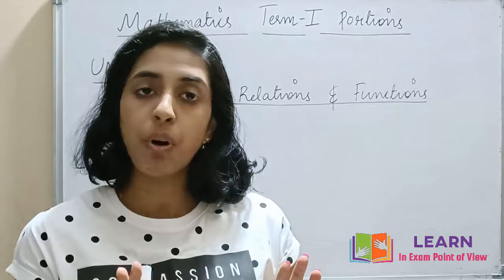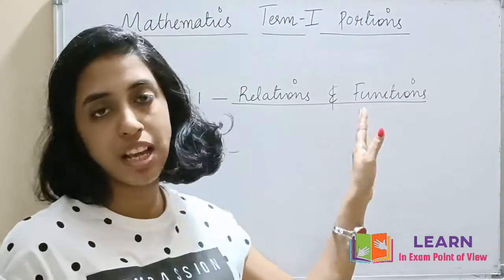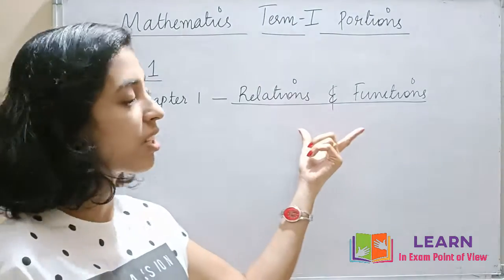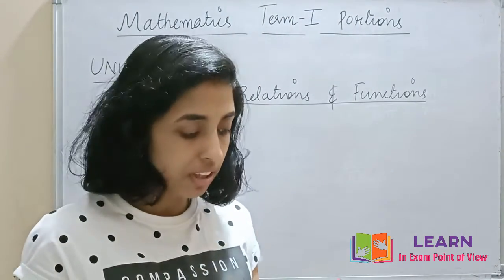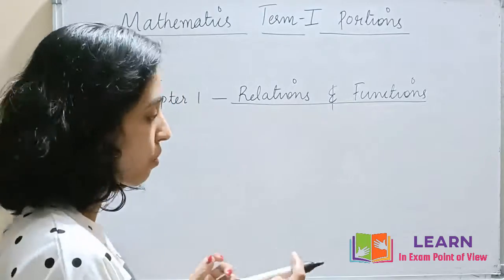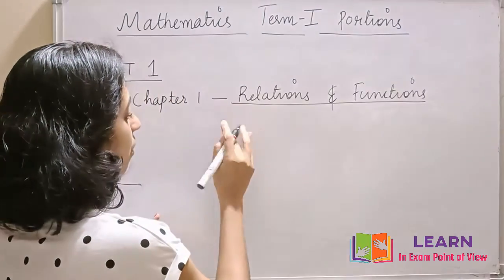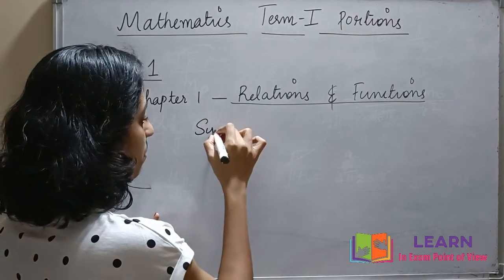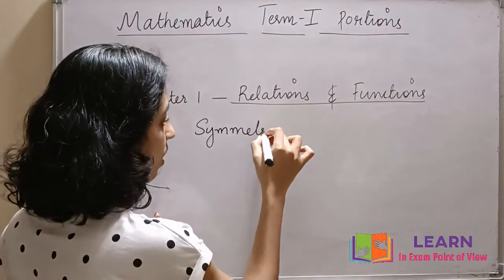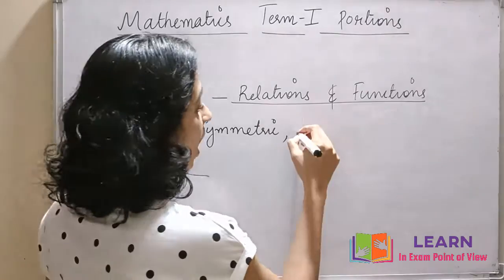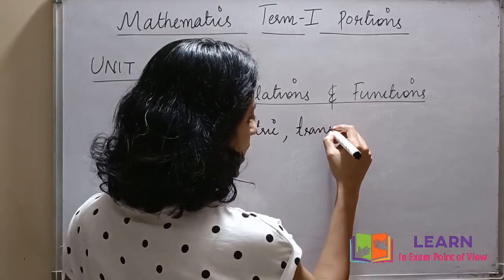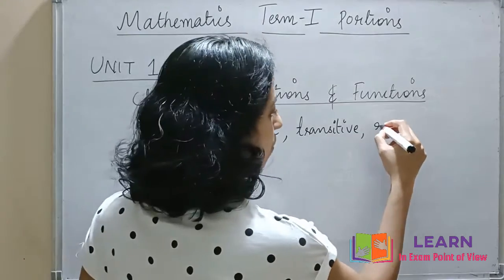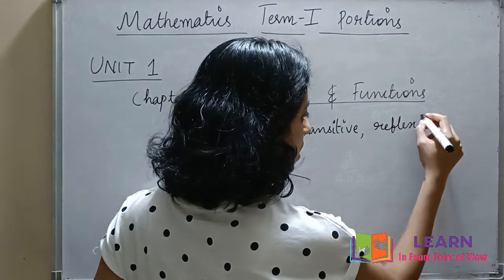So unit 1, what is it? Relations and functions. Unit 1 has two chapters. The first chapter is relations and functions. In that you study these portions, which we have already discussed: symmetric, you remember, symmetric, then transitive, then reflexive. You should know the concept.